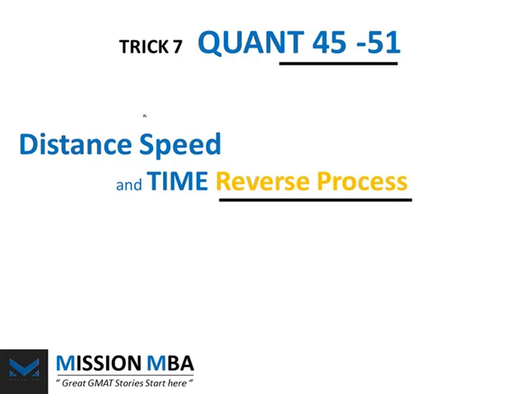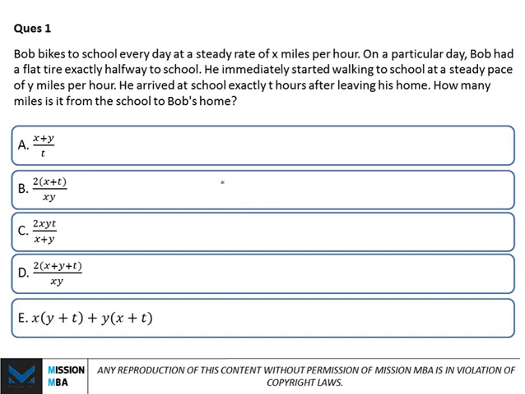Today we are going to talk about trick 7, specifically used in distance, time and speed. We are going to use the reverse process. That means back solving, using the option choices to get the correct answer. Now, this trick can be very useful when it comes down to distance, time and speed questions.